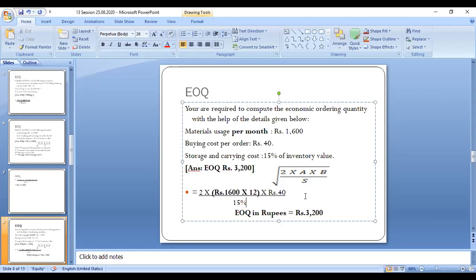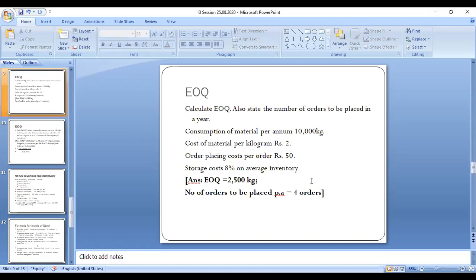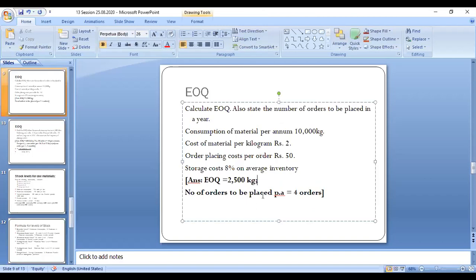So this is the second case, and I will give you one more case. This is a similar formula, and you can use the previous case also to calculate. Now we can move to the first method. What is the formula? Root of 2 into A into B divided by C into S. The number is 2.